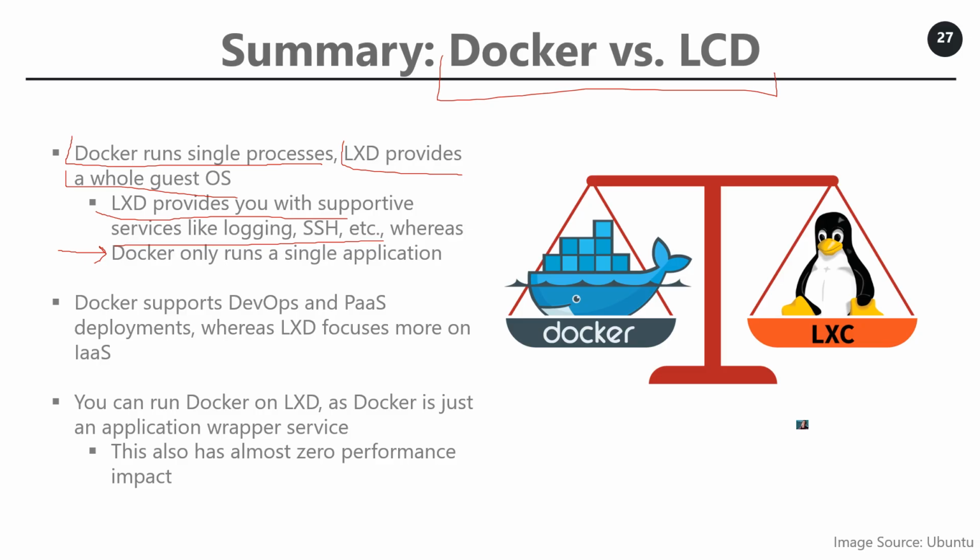Docker supports DevOps and platform as a service deployments, whereas LXD is more focused on IaaS, infrastructure as a service. You can run Docker on LXD. It's a hypervisor, okay? As Docker is just an application wrapper service, this also has almost zero performance impact.